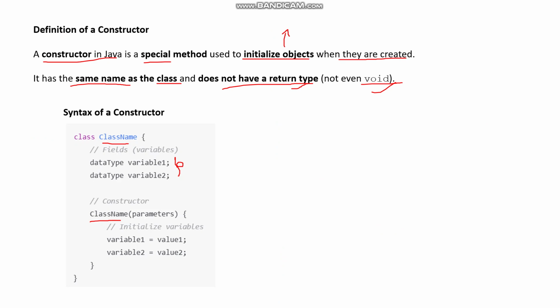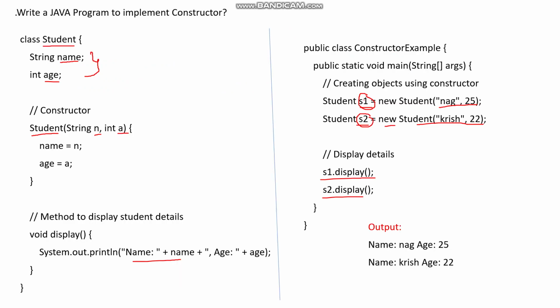The constructor is nothing but a special method to initialize the object whenever they are declared. While writing the constructor, the constructor name and the class name must be the same, and they do not have any return type. See this here: for Student, I am not writing any return type. Don't write any return type. Don't even write void while creating any constructor.